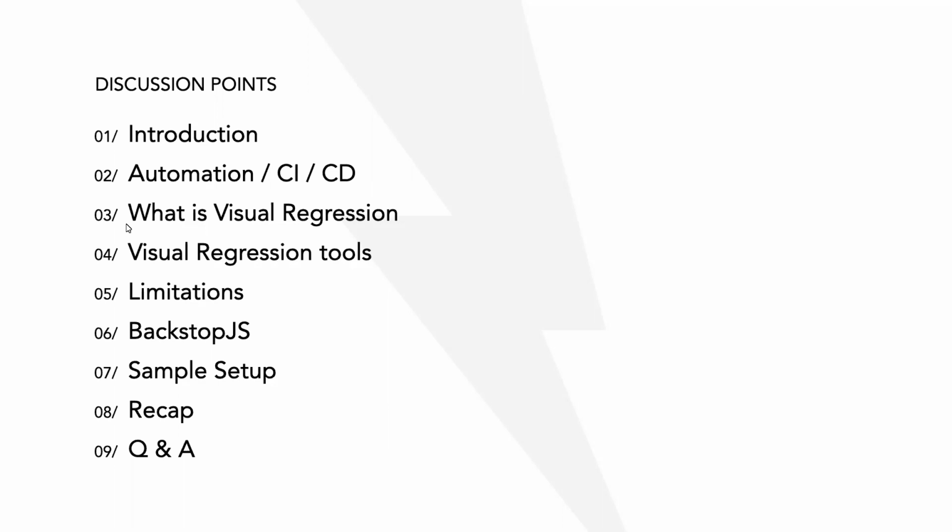And what is visual regression? Tools involved with visual regression, limitations of visual regression, and we'll be focusing how to use BackstopJS for visual regression testing, and have a sample code or sample setup on how to like automatically deploy or do the test. And we'll do a recap and a couple of Q&A sessions if time permits.